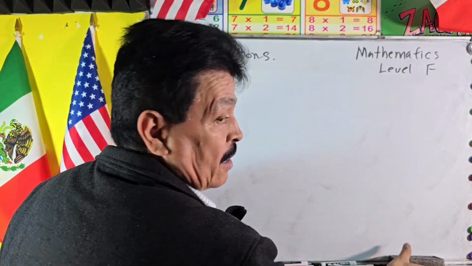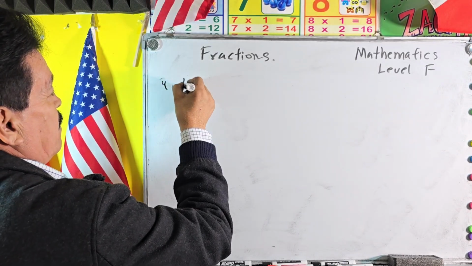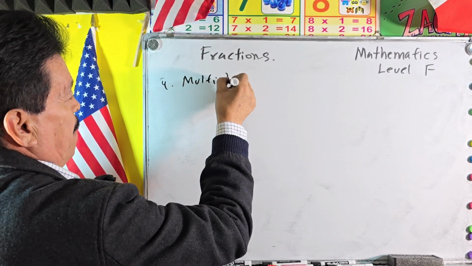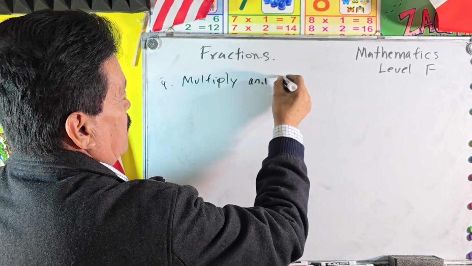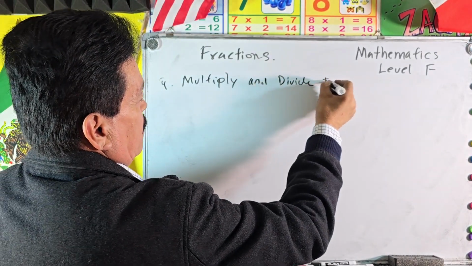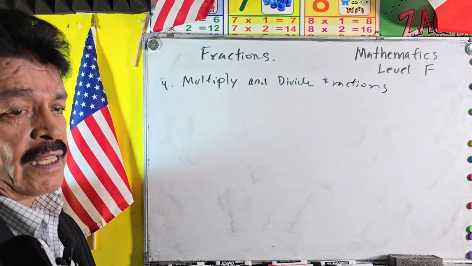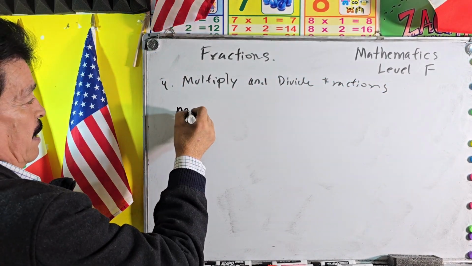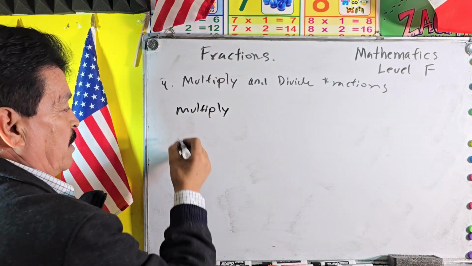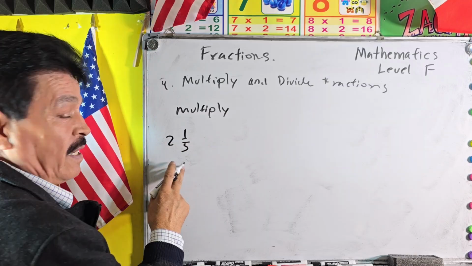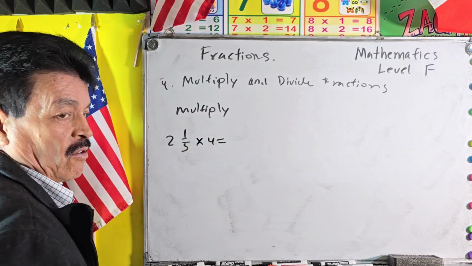Last step. Number 4 is multiply and divide fractions. All right, this is very easy. Okay, multiply. I like multiplying. For instance, we have 2 1/5 right here. This mixed number times 4 equals.